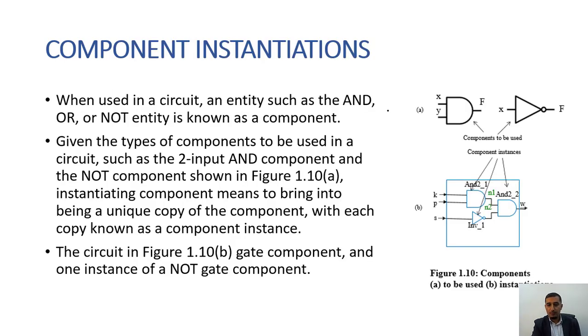First of all, let's take this example in which we want to create an entity that has K, P, and S as our inputs, and the output is our warning. This signal is supposed to have K and P ANDed, then the output is ANDed once more with an inverted S signal. So how do we implement this?